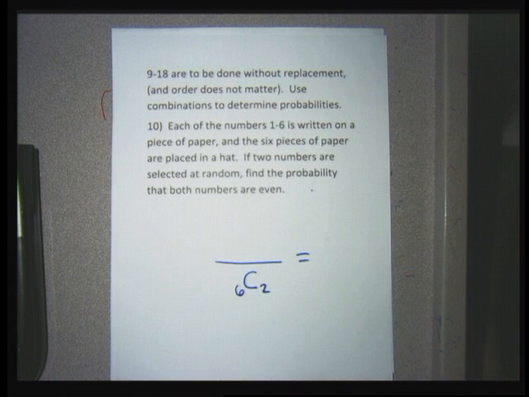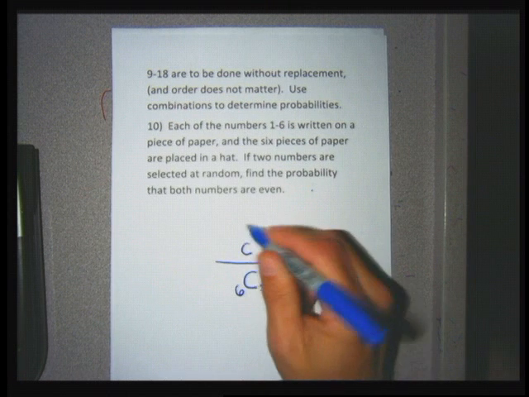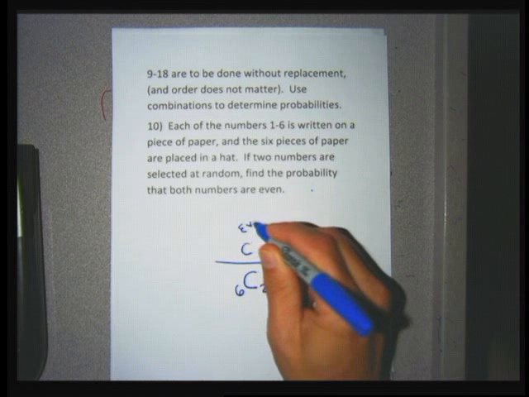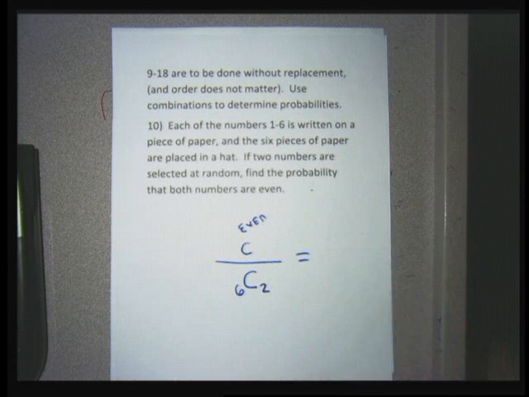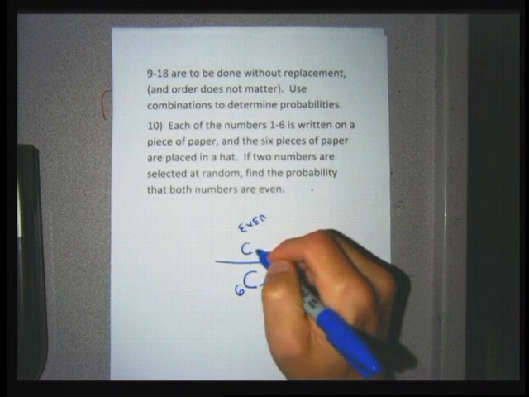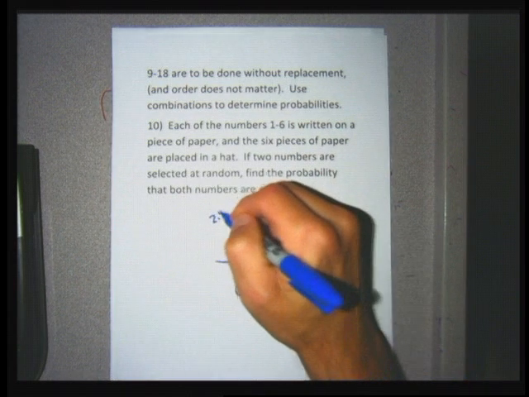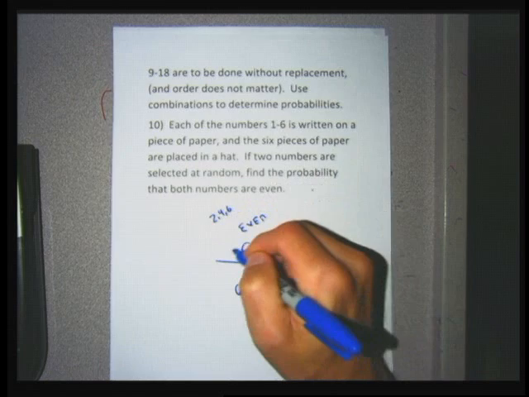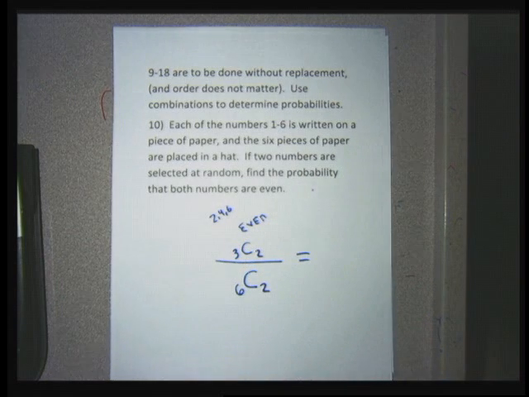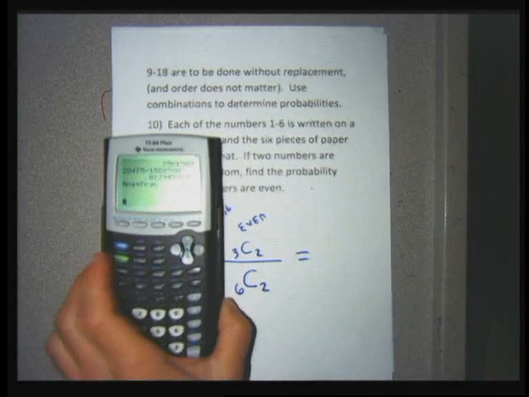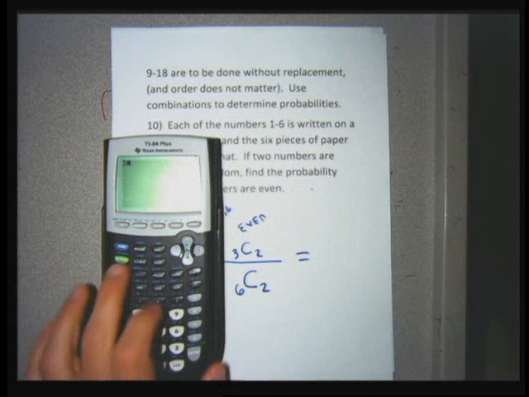In the numerator, I'm not looking for two kinds of numbers. I'm only looking for even numbers. So in the numerator, I don't need two C's because I'm only asking for even numbers. The combination I'm going to have in the numerator is the number of even numbers I want. I want to get two even numbers. And the number of even numbers I have to choose from is 3, the numbers 2, 4, and 6. That's going to go to the right of my combination. So it's going to be a 3 choose 2 in the numerator.